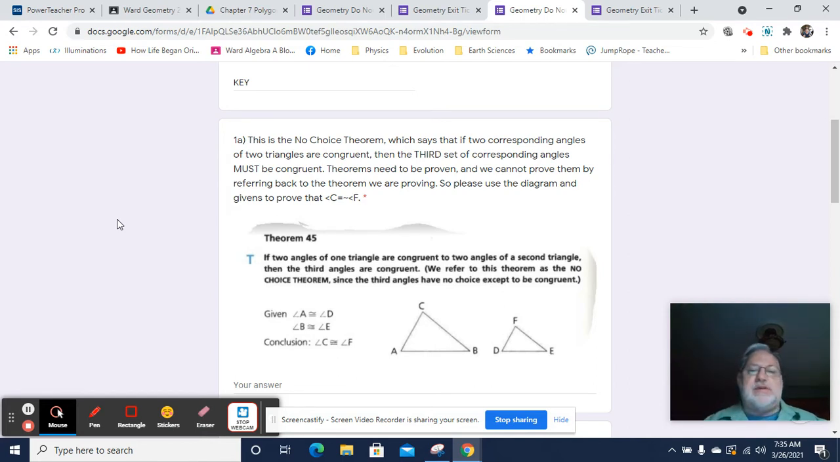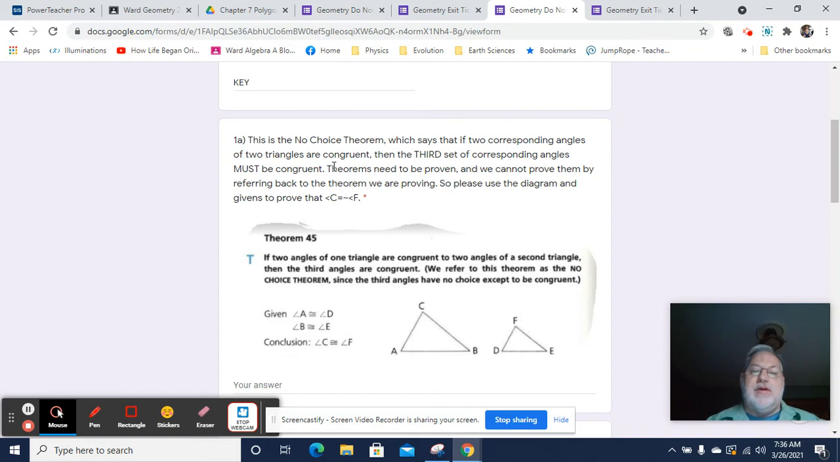So the no-choice theorem simply says that if two sets of corresponding angles, so A and D are congruent and B and E are congruent, then the third set of angles will have no choice but to be congruent. So if we have angle-angle, we can prove angle-angle-angle. This shows that a third set of angles must be congruent if the other two sets of angles are congruent for a couple of triangles.